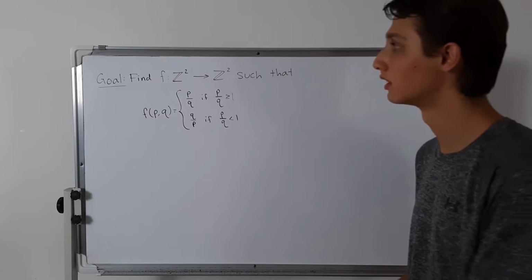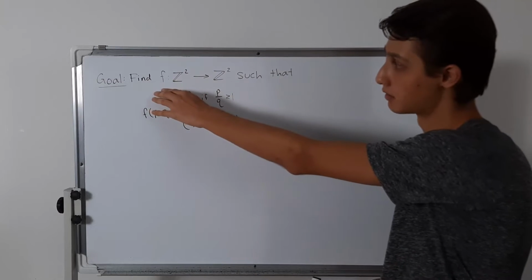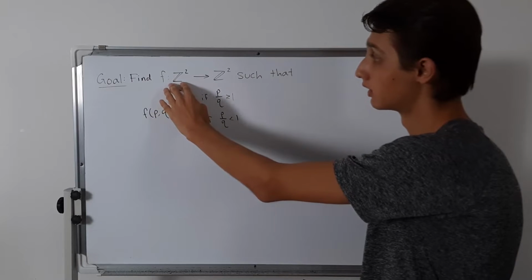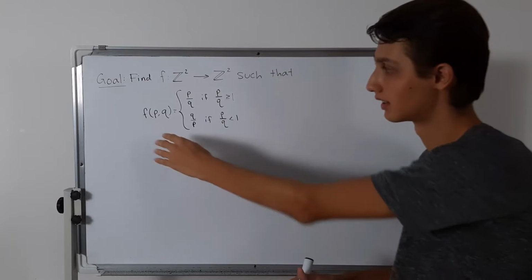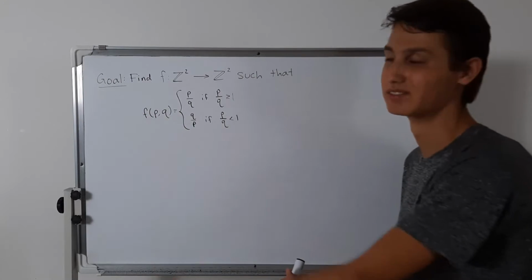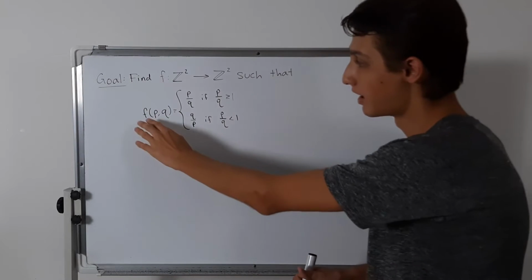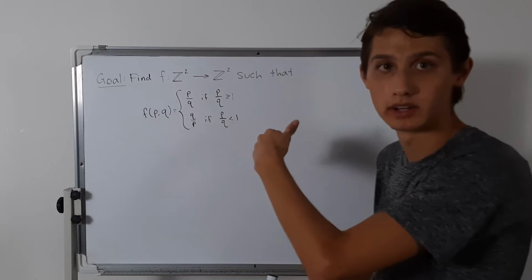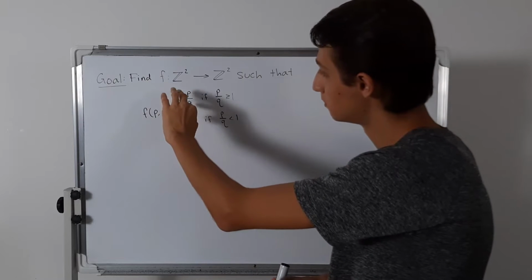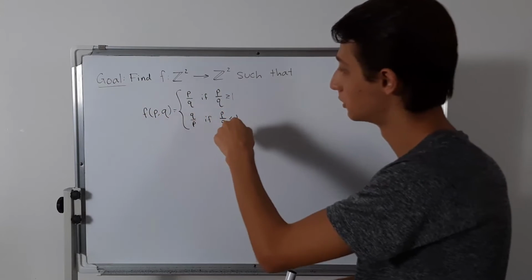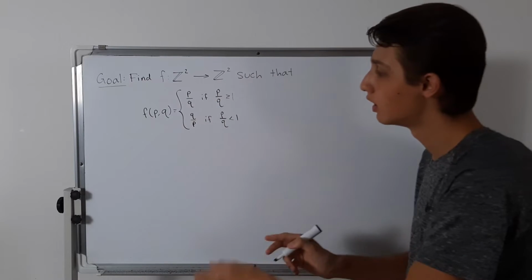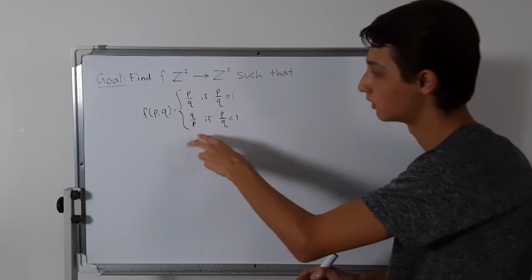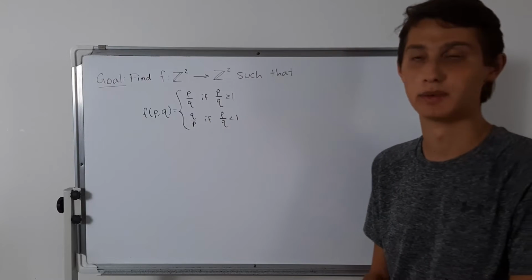So basically our goal is to find a function f that maps from the two-dimensional integers to the two-dimensional integers, and that's basically just saying two integers, such that f of p and q, where p and q are integers, is p over q if p over q is greater than or equal to 1, so it's just the same thing, or it's the reciprocal if p over q is less than 1.